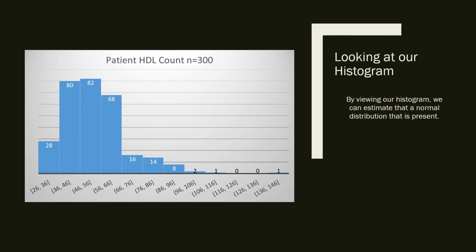Before we move on to our calculations, first let's take a look at our histogram. Our histogram has a current sample group of 300, broken up in bandwidths or class widths of 10. Now taking a quick look at our histogram, you can see that it's symmetric to a normal distribution, which will definitely help us later on in our future calculations.